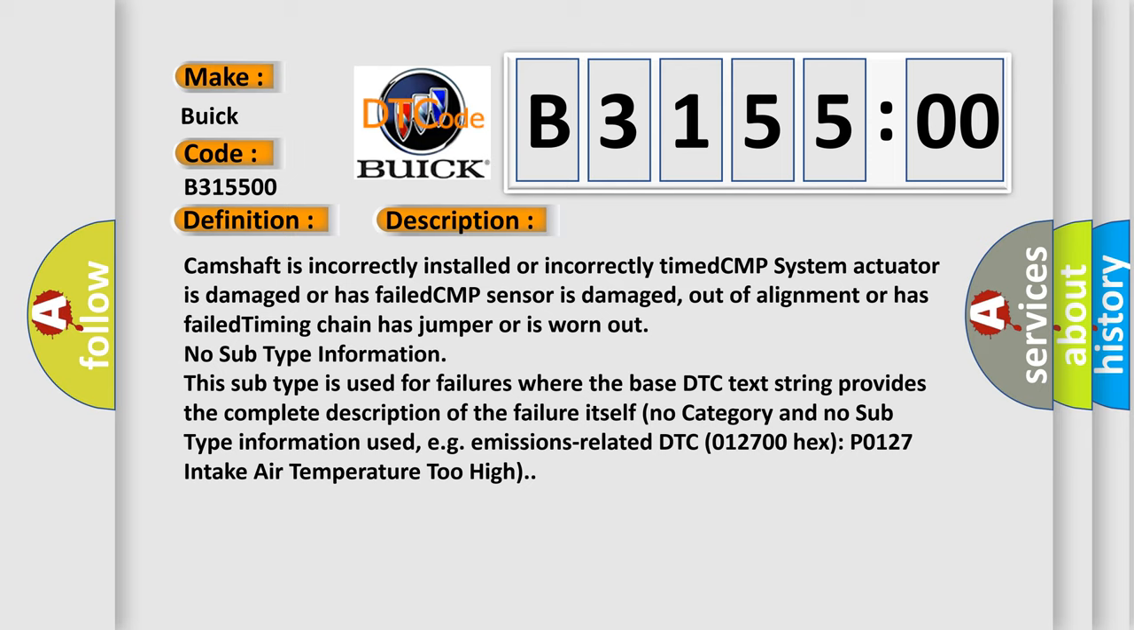No subtype information. This subtype is used for failures where the base DTC text string provides the complete description of the failure itself. No category and no subtype information used, e.g. emissions related. DTC 012700 hex P0127 intake air temperature too high.